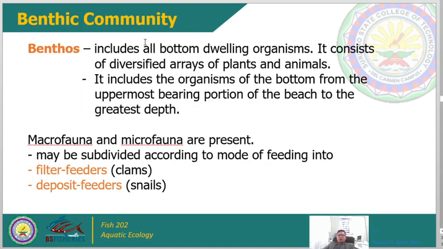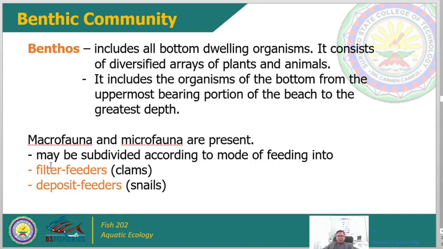So again, benthos includes all bottom-dwelling organisms. It consists of the diversified aries, plants, and animals. So benthos gihapon ang mga tawag nato sa mga plants that live in the benthic environment. It includes organisms at the bottom from the uppermost bearing position of the beach to the greatest depth. Okay? As long as if it is a plant, as long as it has a light that could penetrate at that particular depth of the water. And most of the benthos are macrofauna and microfauna, no? May be subdivided according to the mode of feeding into like clams.